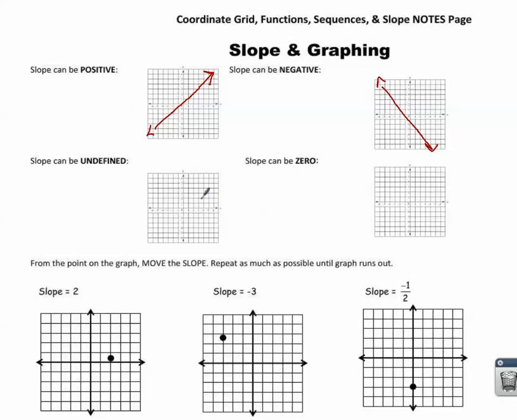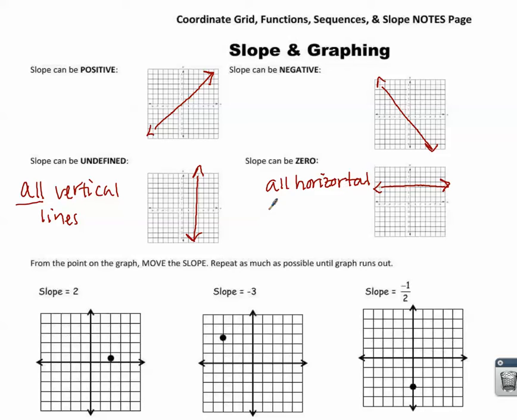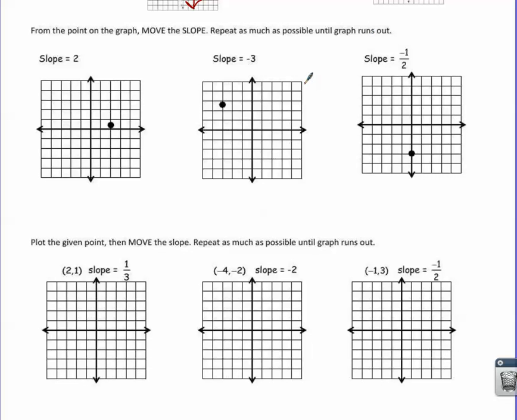Undefined is any vertical line, so all vertical lines. And if a slope is zero, it is horizontal. So all horizontal lines. Let's look at some examples.